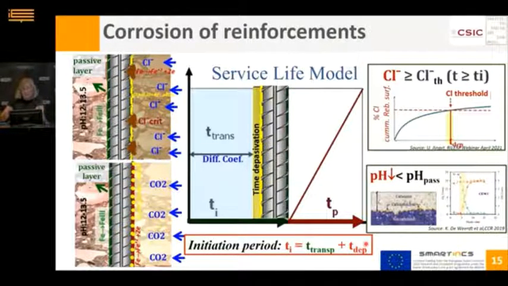In the case of chlorides, the chlorides reach the reinforcement and they need to accumulate at the rebar level until they reach a value that we identify as the chloride threshold, where the corrosion is initiated. When the phenomenon is carbonation, the pH will decrease progressively. Portlandite, for instance, will decrease progressively, and calcite will increase on the contrary, and that indicates a decrease of pH. And corrosion will be initiated.